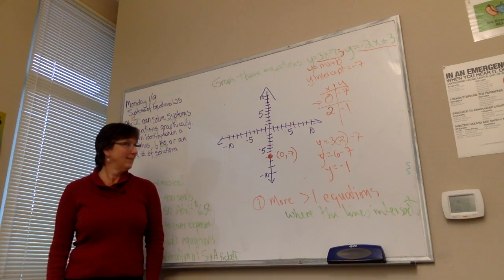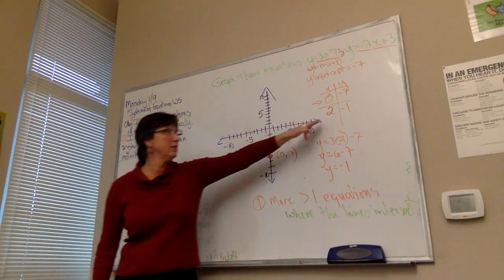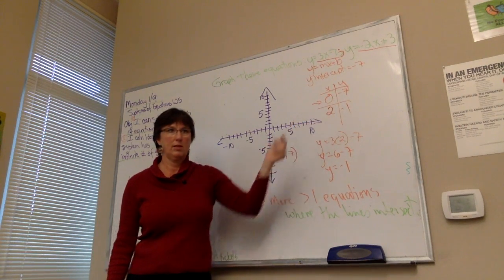So now what does that do? Now that we have 2, -1, can we graph this? This is an ordered pair. So that's okay.